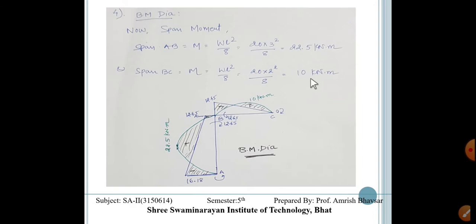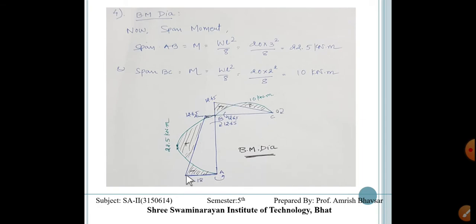Now, for the bending moment diagram, what are we going to do? We must first draw this frame A, B and C. Here at A we have an anti-clockwise moment, that is 16.18. Here it is plus 12.65. Here it is again minus 12.65, and it is 0.